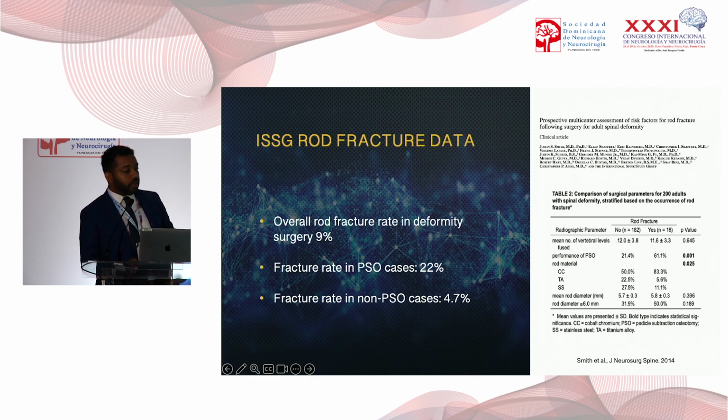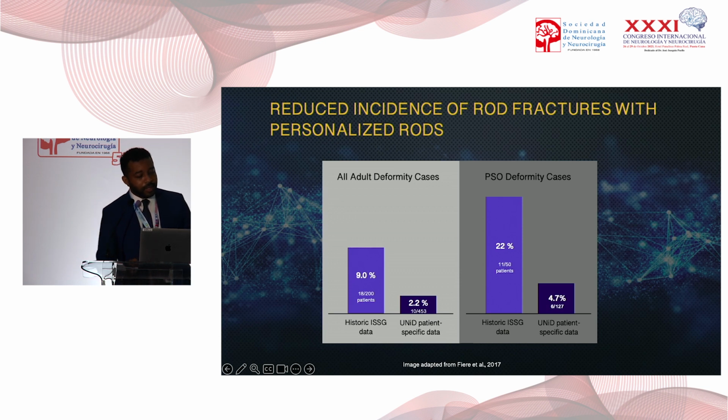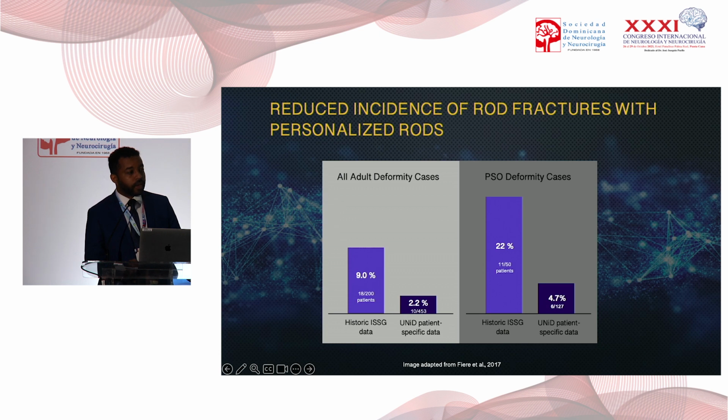If you look at the ISSG rod fracture data, the overall rod fracture rate, if you do a deformity surgery, is about 9%. If you look at cases where a 3-column osteotomy was done, that rod fracture rate goes up to 22%. And the fracture rate in non-PSO cases or non-3-column osteotomy cases is about 4.7%. Well, when you isolate the cases where a personalized rod is used, seen in the dark blue here, pre-printing those rods and getting them in the alignment significantly decreases the rod fracture rates from about 9% down to 2.2% for all deformity cases. And for cases with a 3-column osteotomy, it decreases the rod fracture rate from 22% down to 4.7%.